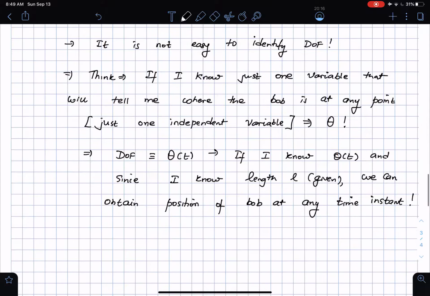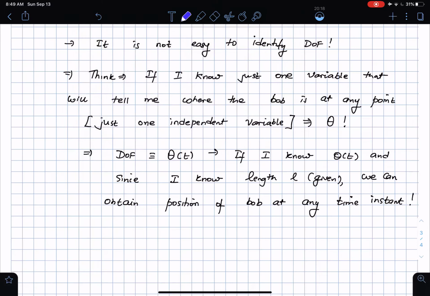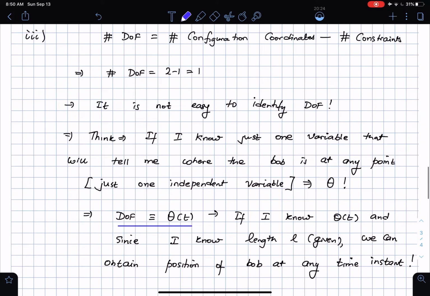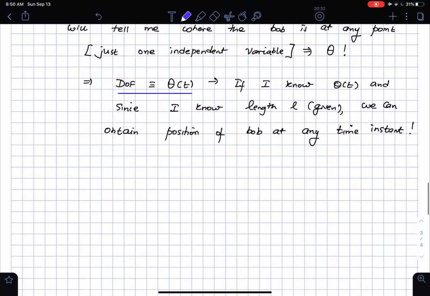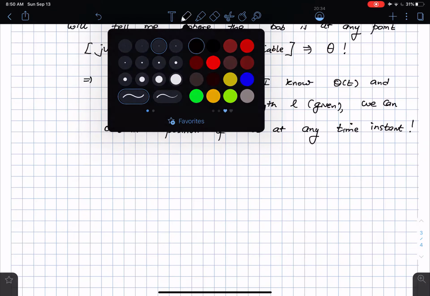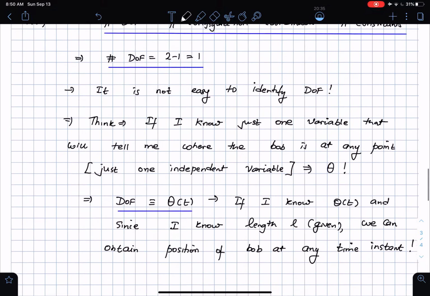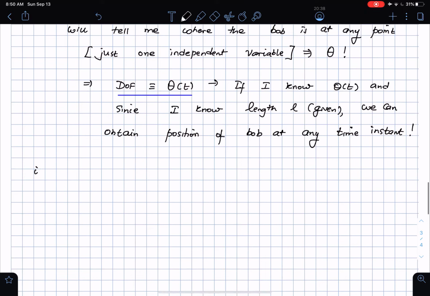All right, fantastic. So this is the key thing that we have found out here, that the degree of freedom is theta of t. For me in this particular problem, the number of degrees of freedom is equal to 1. The number of degrees of freedom is the configuration coordinates minus the number of constraints. Then I finally come to the last definition of our setup here. So I'm going to define the equation of motion.